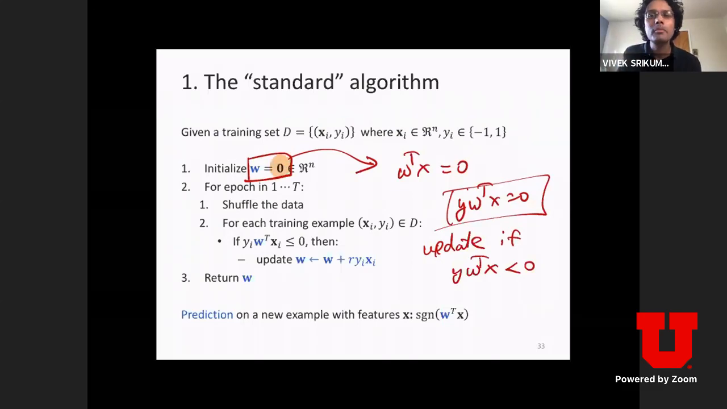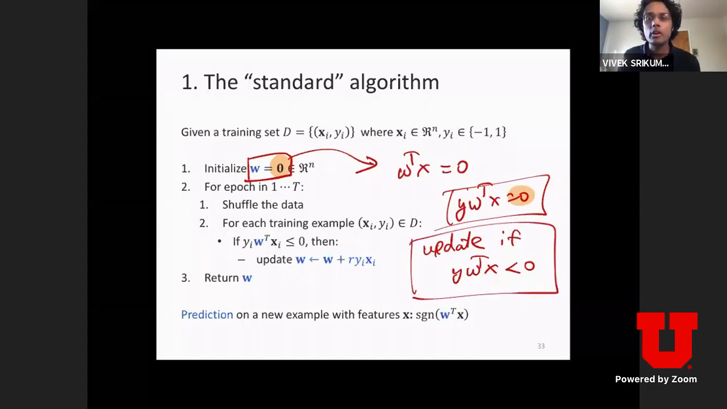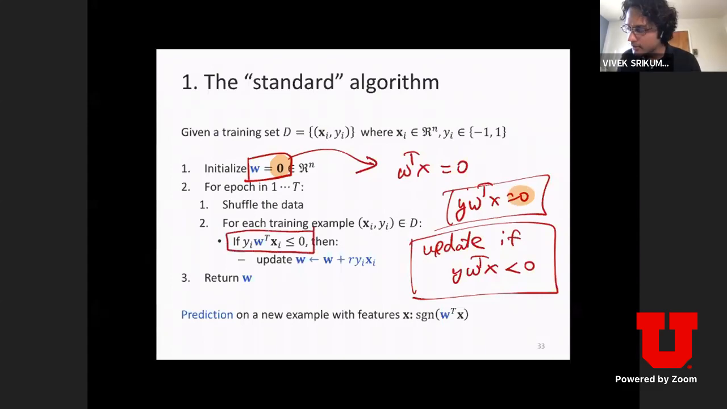In your homework, it doesn't matter so much because you initialize your weights to some random, small random numbers. So you will most likely not get this condition of Y W transpose X equals zero. So you will make an update. The problem is if you don't make an update in the first step because of this reason, your weights are still going to remain zero. So in this next example, it will still not make an update. So essentially, if you initialize your weights to zero and your update condition is strictly less than like here, then you will never make any updates.